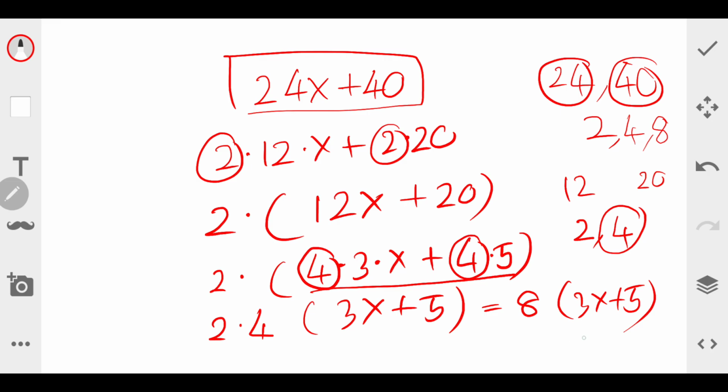If you see the 8 right away, you will not have to do all these steps. You can just start right away from 8, and you will see those 3x plus 5. Okay, but sometimes you may not see the 8, so that's okay if you start with 2 or 4, but you will just have to do one more step. So that's how we factor a binomial.